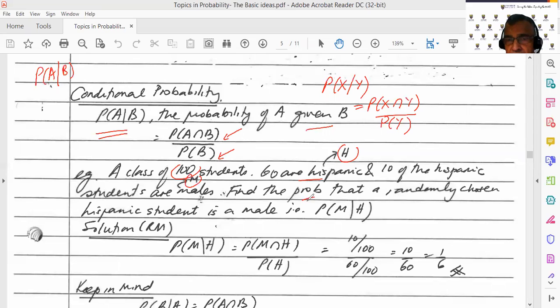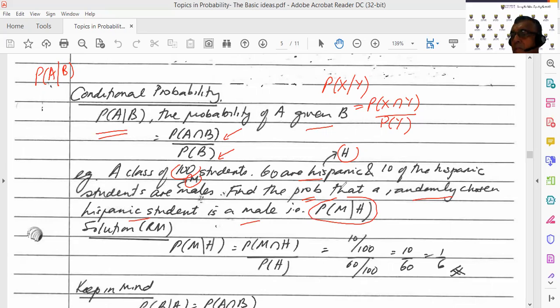We are asked to find the probability. Read the question carefully. Understand the question rather. Find the probability that a randomly chosen Hispanic student is male. So straight away, we are dealing with Hispanic students. Given a Hispanic student, what is the probability that the person is male? That's what we want to find. Given that the student is Hispanic, find the probability that the student is male.